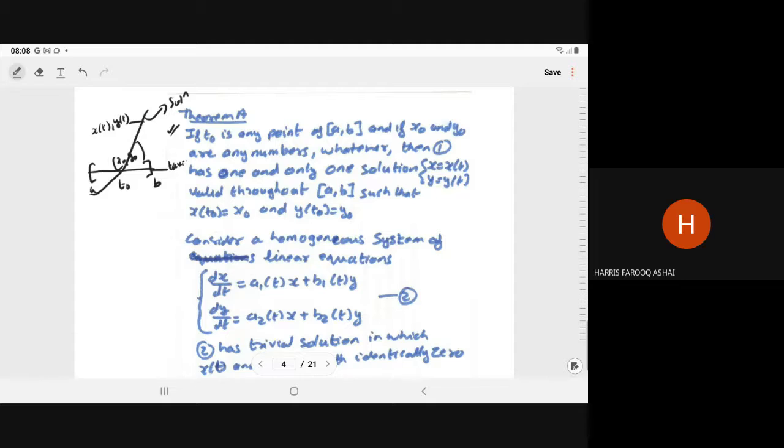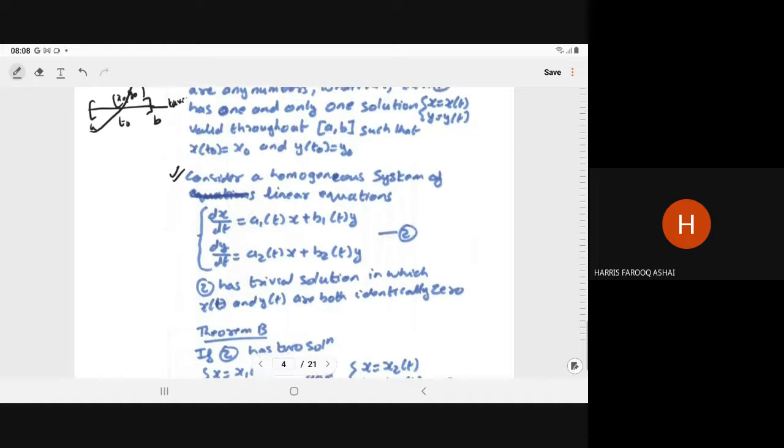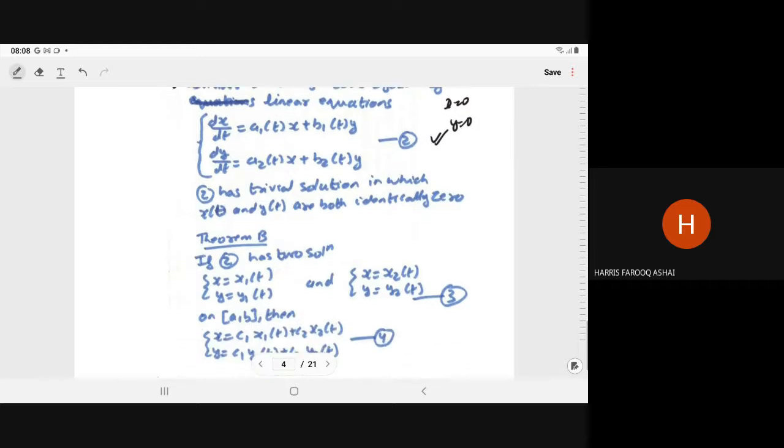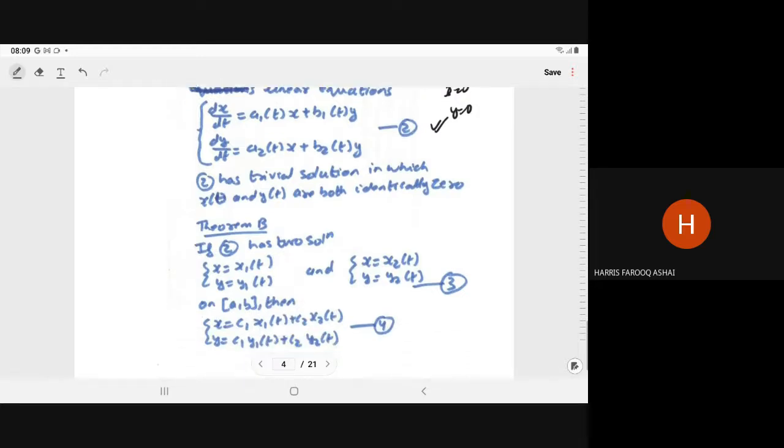Now, consider the homogeneous system of linear equations, that is, f1 and f2 are identically 0. Let's say this is equation 2. Then 2 has the trivial solution. Trivial solution means x = 0, y = 0; 2 always has the trivial solution in which x(t) and y(t) are both identically 0. But we are interested in the non-trivial solution.